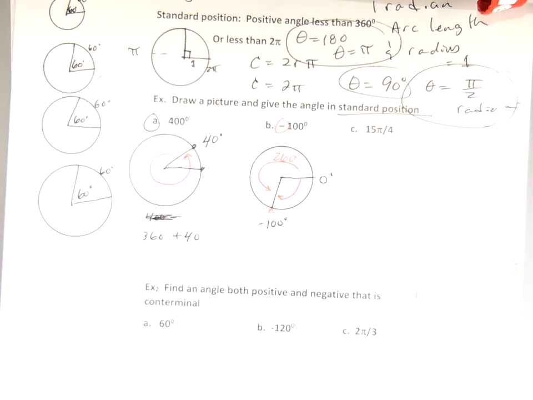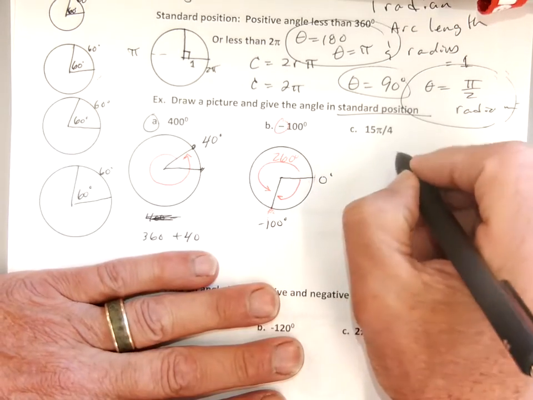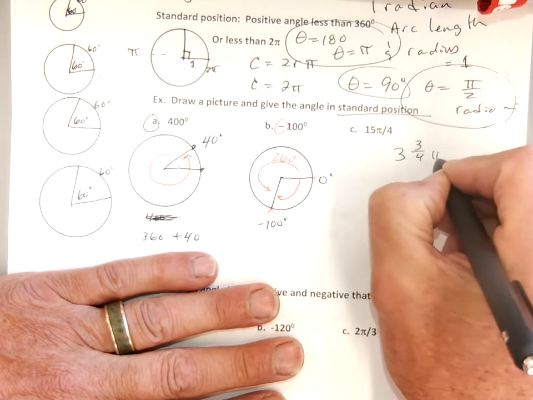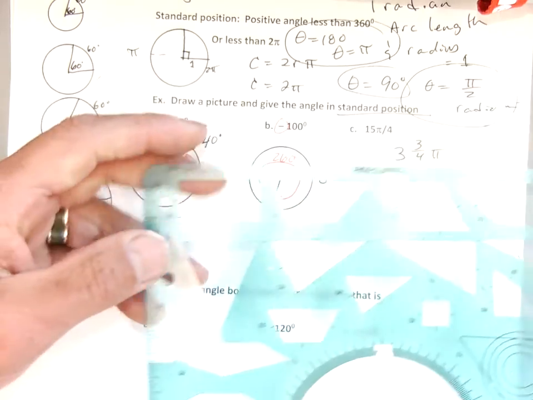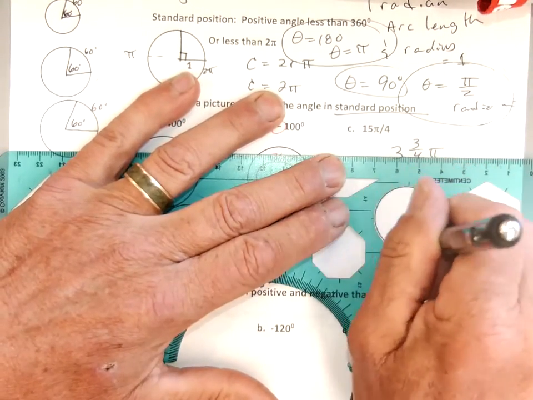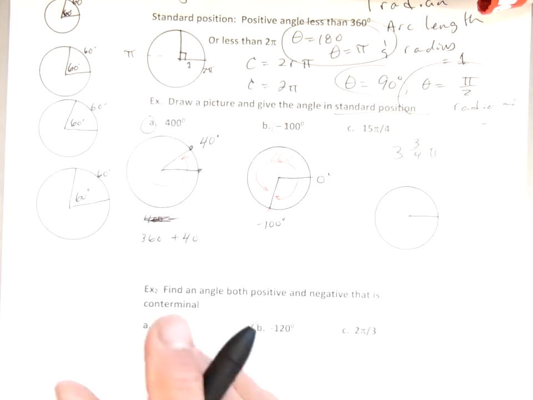Now, this 15 pi over 4, let's see. 4 goes into 15 3 times, right? So I got 3 and 3/4 pi, okay? Now, let's see how that's going to work. And we're going to talk more about this tomorrow, okay? This is going to be new to you, okay?